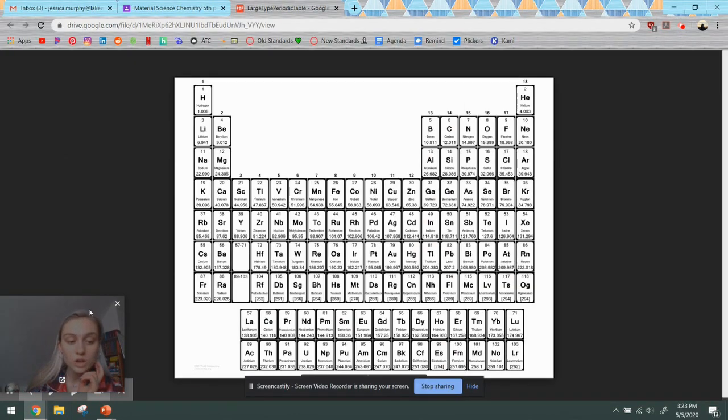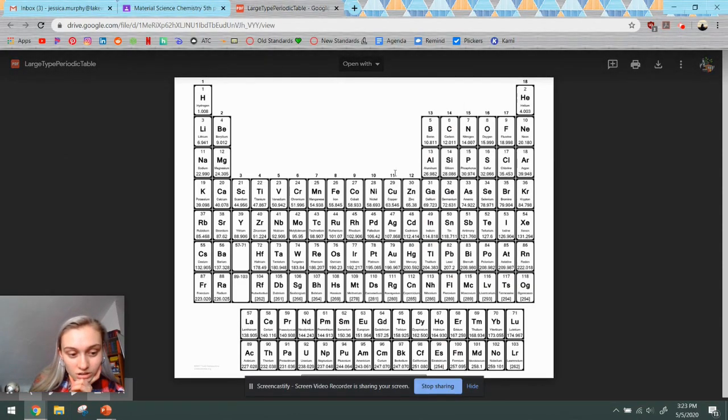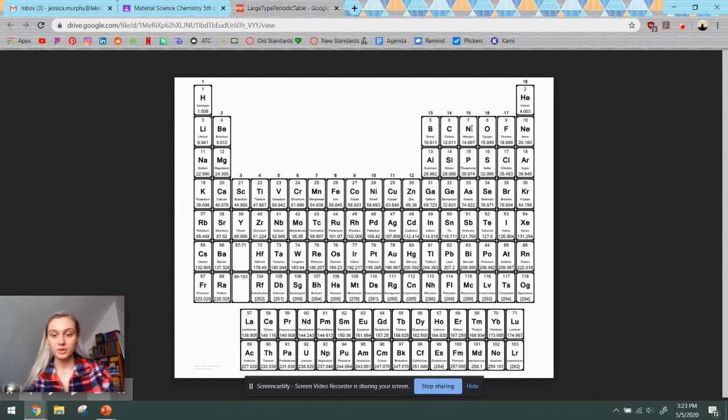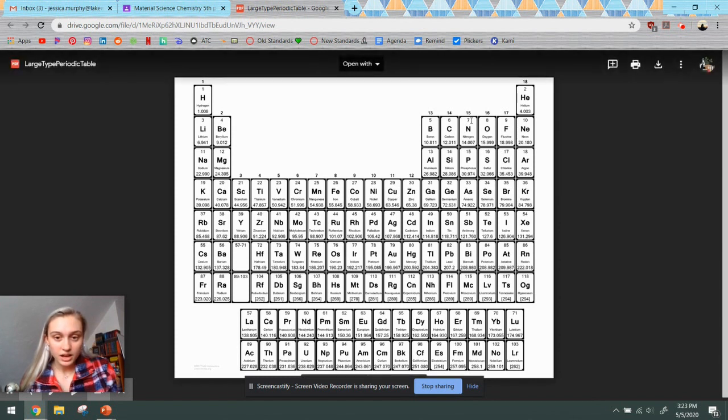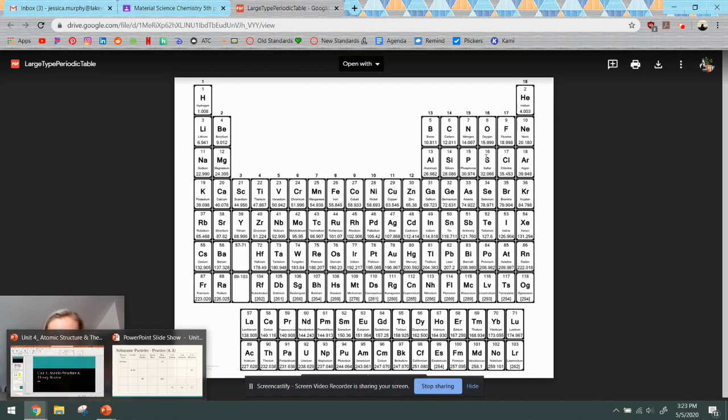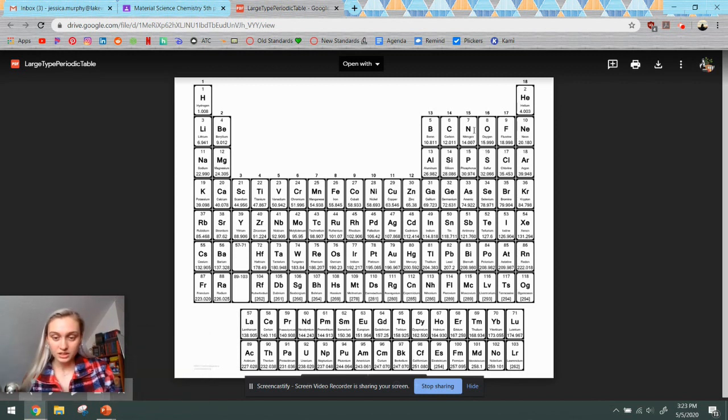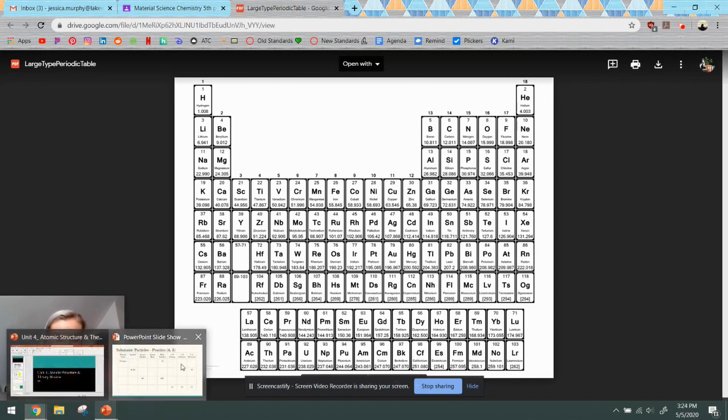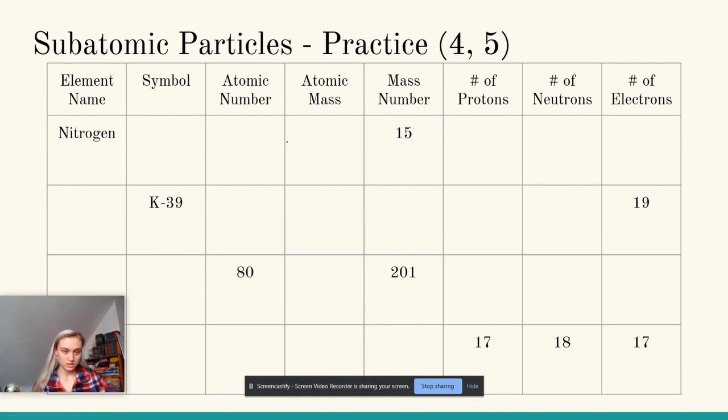Okay, so let me see if I can find nitrogen. It's right here. I see its symbol is N. Its atomic number is 7. Let's fill those out really quick. So atomic number is 7 up here, and the symbol is N. And since we're given the mass number, I'm going to put a dash, 15.